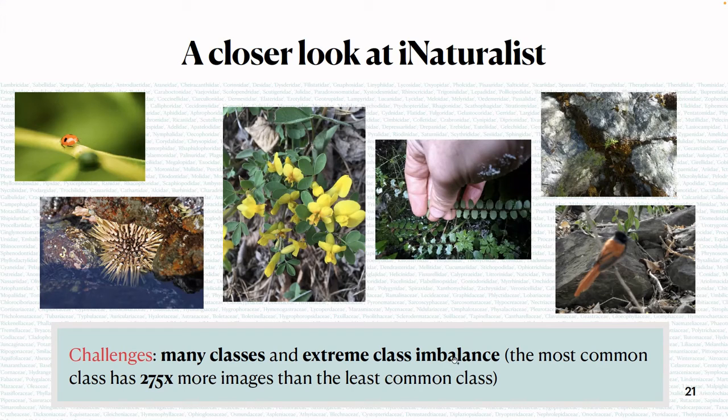And there's extreme class imbalance because of the way these images are being gathered. They're gathered by normal people who just happen to encounter whatever plant or animal they see. The most common class in this data set actually has 275 times more images than the least common class. So yeah, definitely a challenging setting.